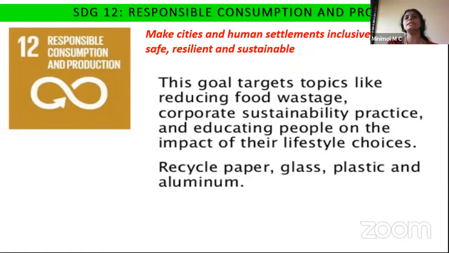So this goal basically targets topics like reducing food wastage, corporate sustainability practices, and educating people on the impact of their lifestyle choices. So what we can do here is go for recycling of materials and reuse the materials. All these can actually contribute to this particular goal.